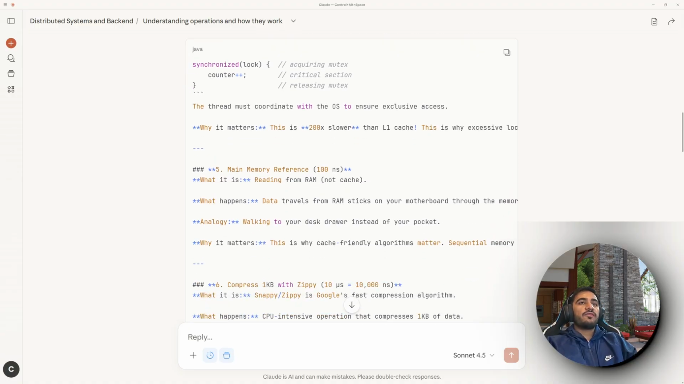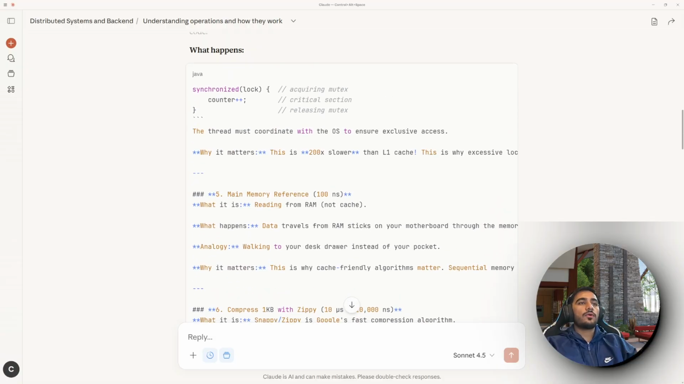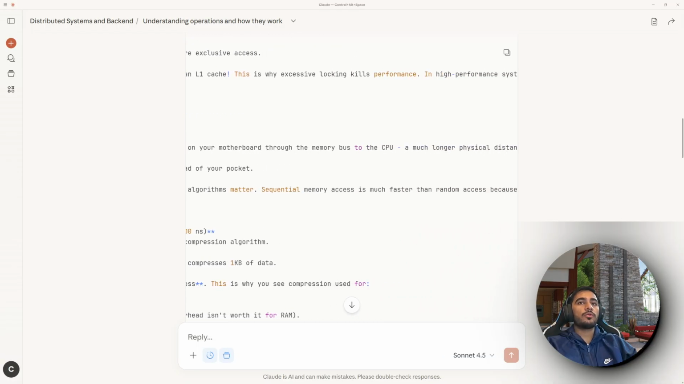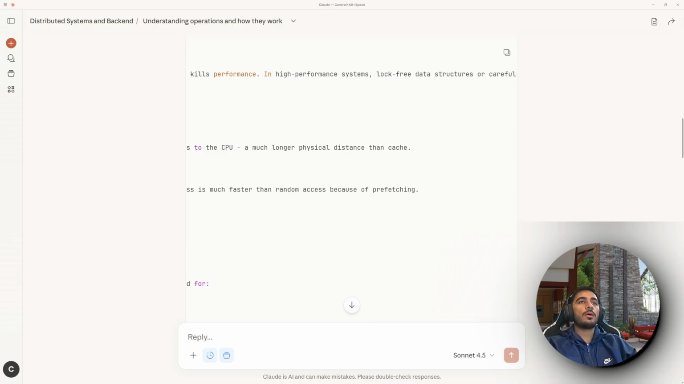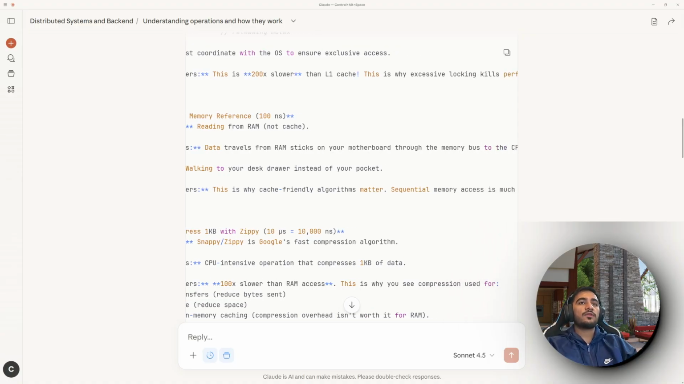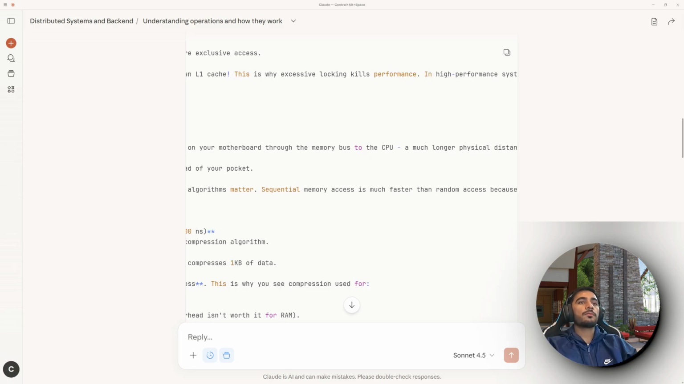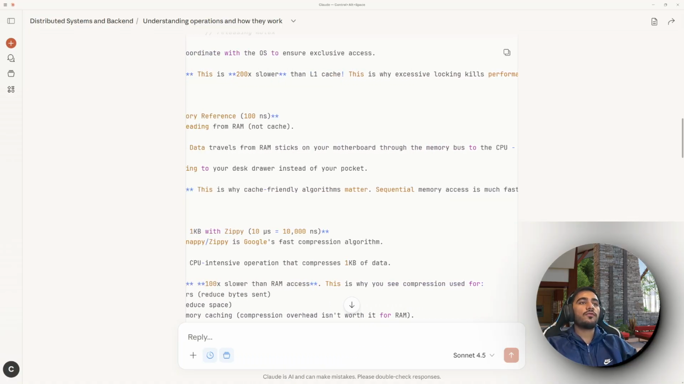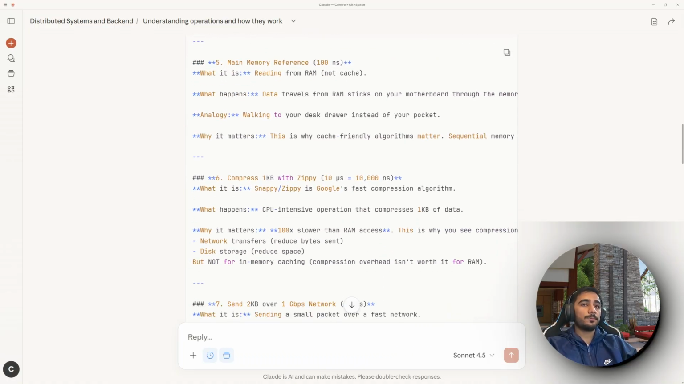So, main memory reference, 100 nanoseconds. What it is: reading from RAM, not cache. What happens? Data travels from the RAM sticks on your motherboard through the memory bus to the CPU, a much longer physical distance than cache, which is located on the CPU. Analogy: it's like walking to your desk drawer instead of your pocket. Why it matters: this is why cache-friendly algorithms matter. Sequential memory access is much faster than random access because of the prefetching that the CPU is able to do.